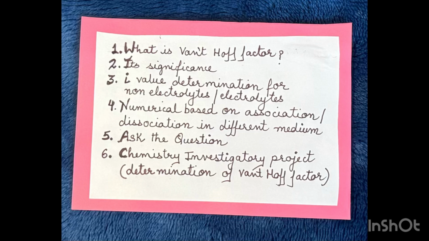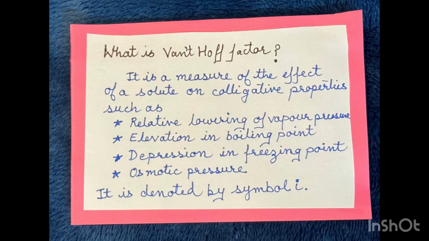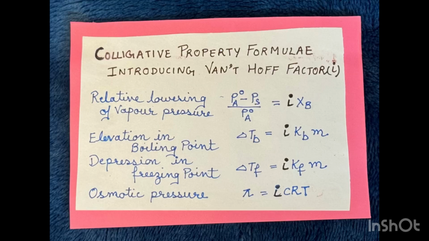What is the Van't Hoff factor? It is a measure of the effect of solute on colligative properties. It is denoted by the symbol i. Let us watch and write the formula introducing the Van't Hoff factor. Significance of the Van't Hoff factor by colligative property: relative lowering of vapor pressure, ΔP/P0 = iXB; elevation in boiling point, ΔTb = iKbm; depression in freezing point, ΔTf = iKfm; osmotic pressure, π = iCRT.